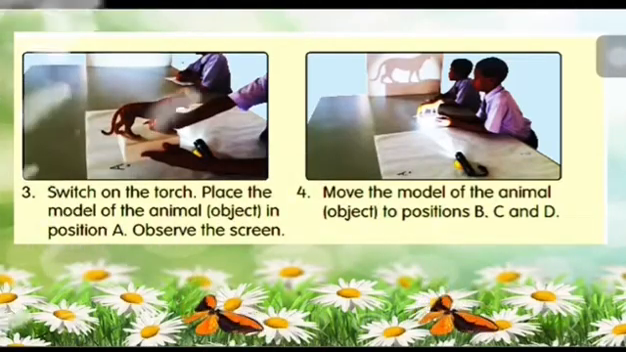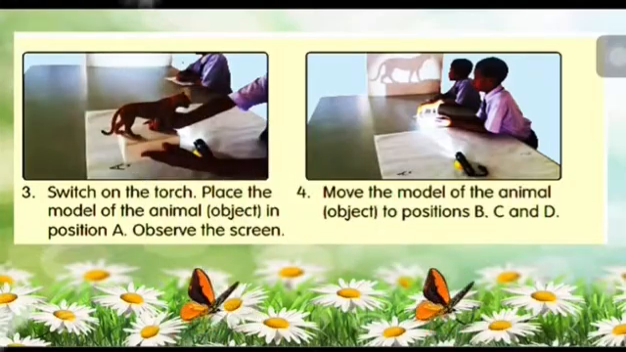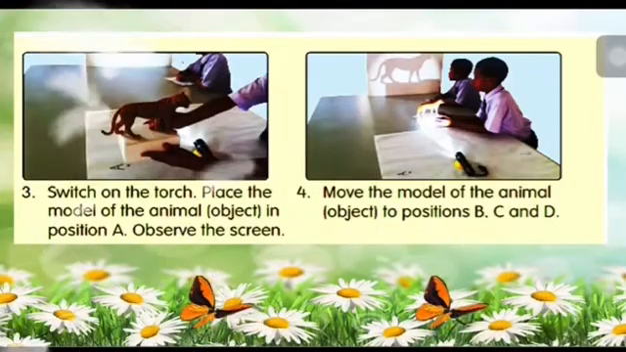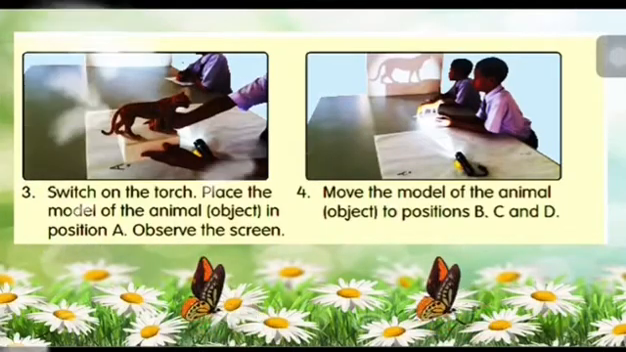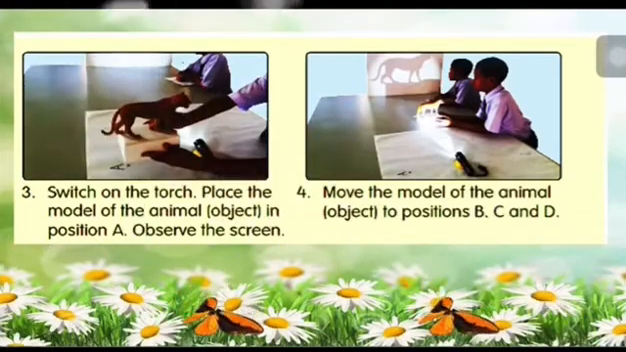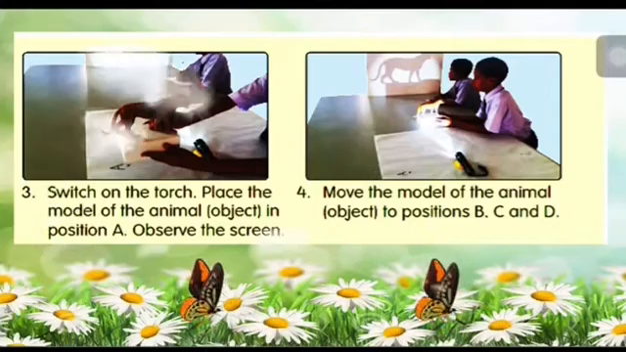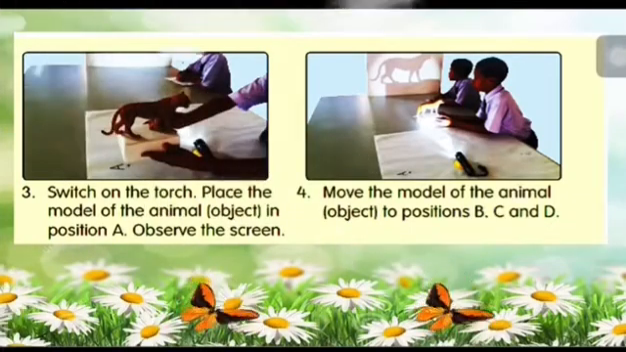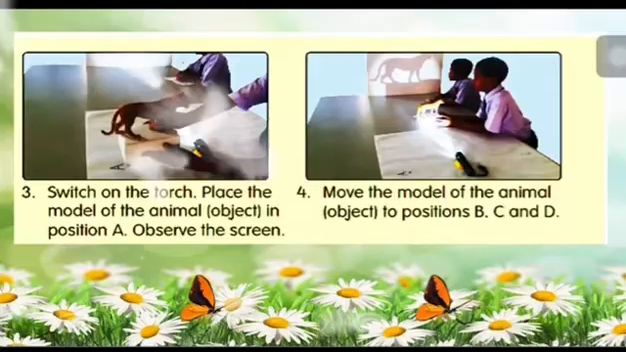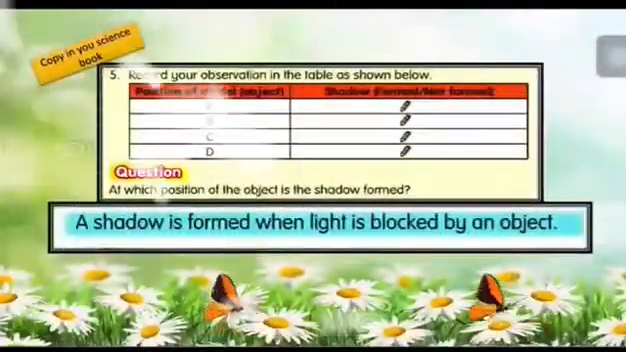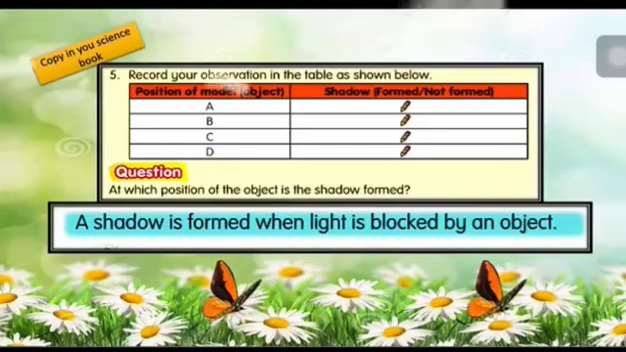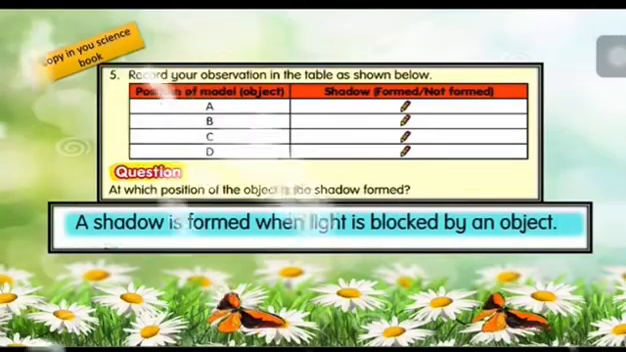Then number 4, move the model of the animal to position B. Then observe the screen. Then move the model to position C. Observe the screen. And last one, move the model to D and observe the screen. Okay, this table you have to copy in your science book. Number 5, record your observation in the table.